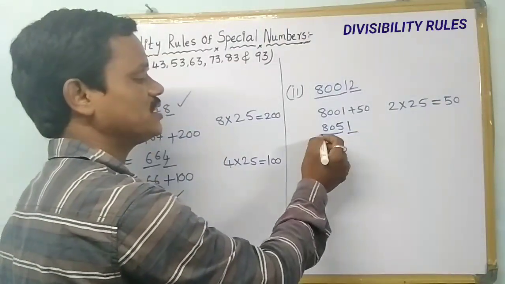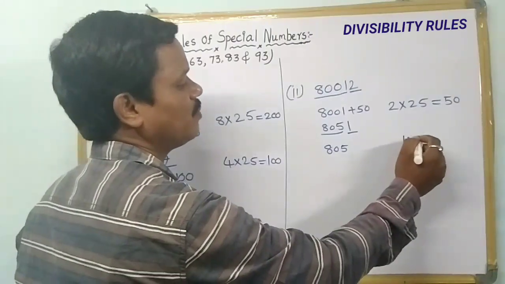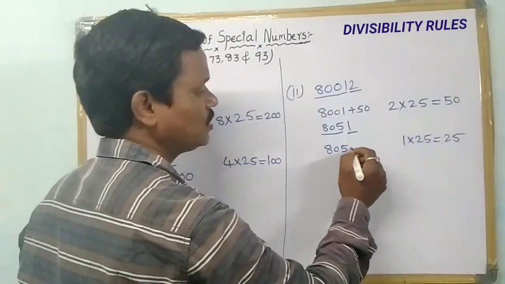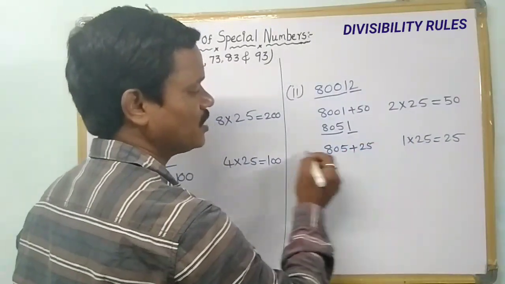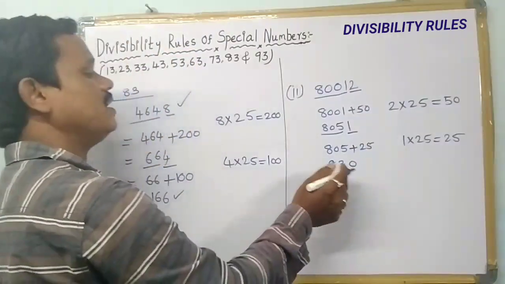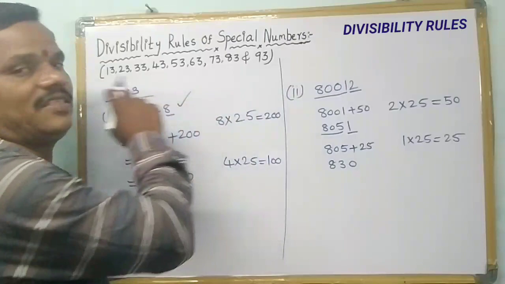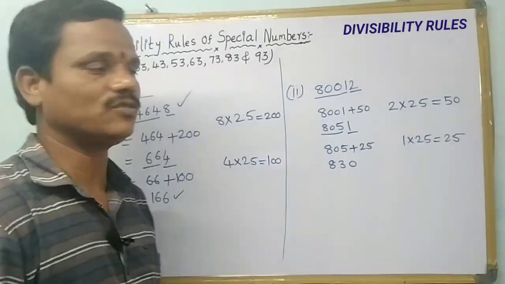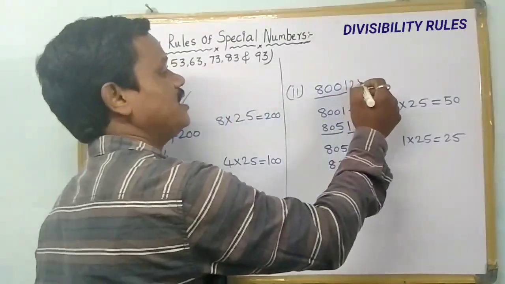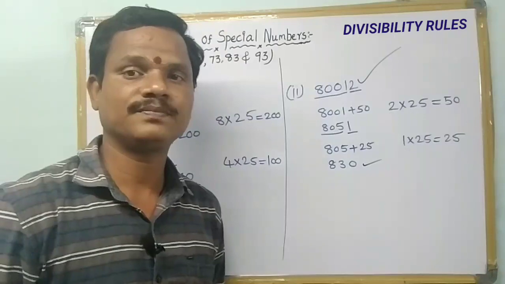Now divide it into two parts. This is the first, this is the second. Write the second part as it is. Multiply the first part number by 25 and add it to the second part. Adding 25 to the second part, 5 plus 25, gives 830. So 830 is divisible by 83. 83 times 10 is 830. So this last number is divisible by 83, and 8012 is also divisible by 83.